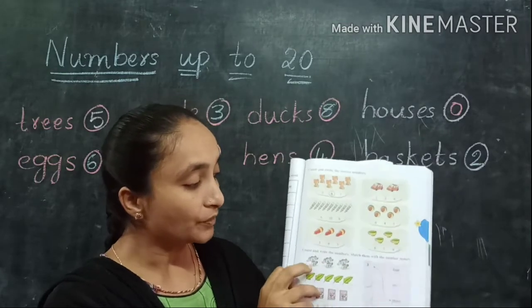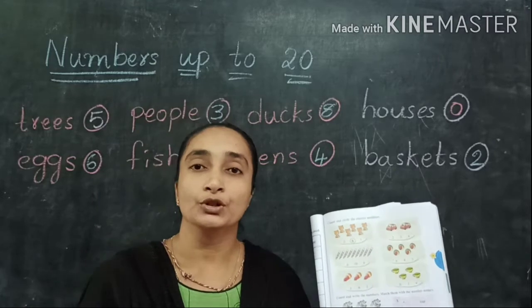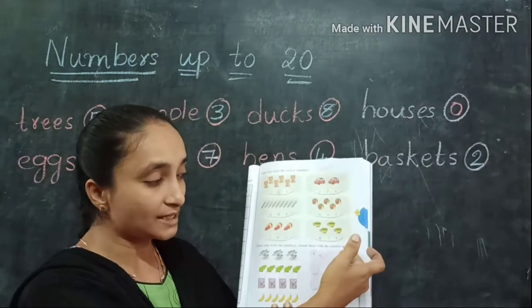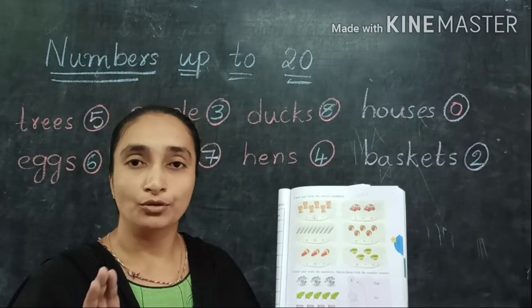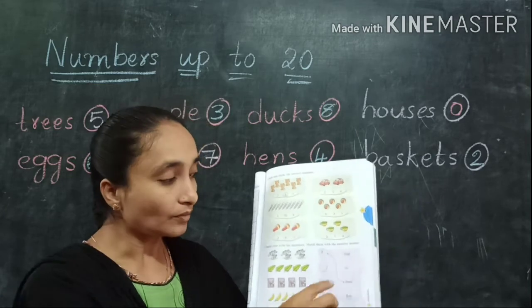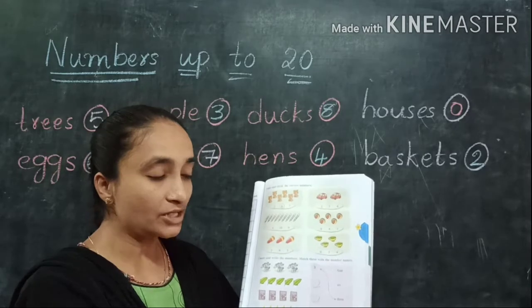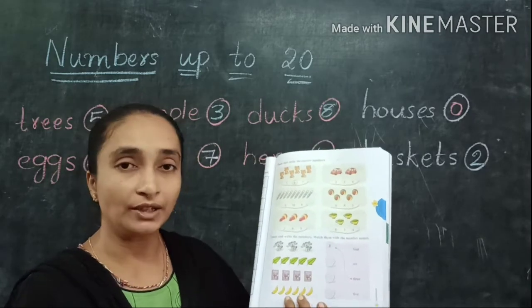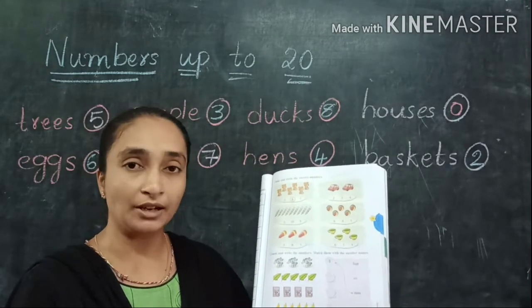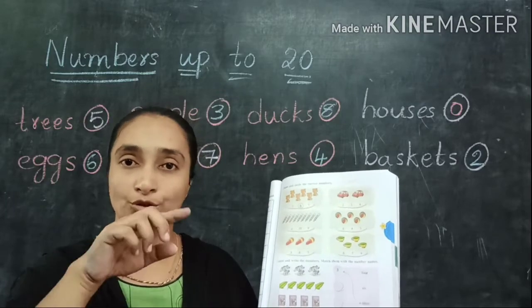Here we can see: count and write the numbers, match them with the numbers. You have to count the number, you have to match the numbers. This side they have given the number names. Not numbers, number names, meaning the spellings. FOUR 4, SIX 6, THREE 3, FIVE 5. So here they have given the pictures. How many pictures are there? First let us count. After that you must match the spelling, the number name.